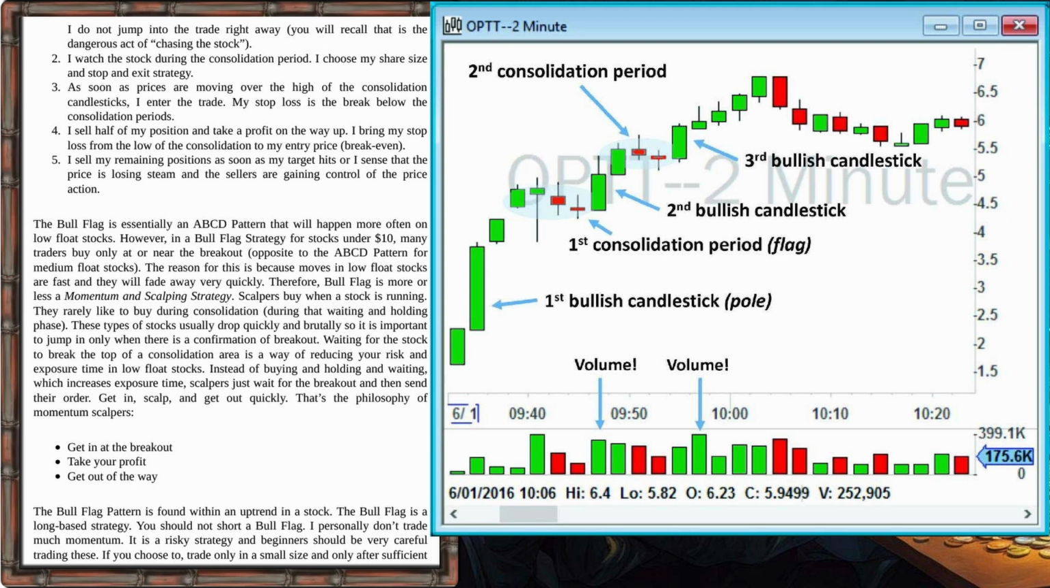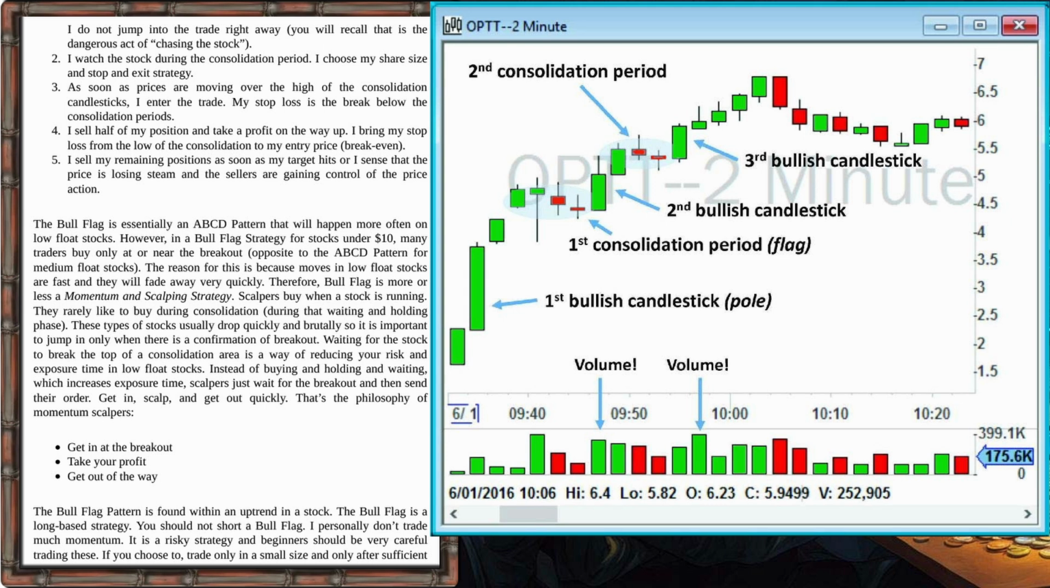3. As soon as prices are moving over the high of the consolidation candlesticks, I enter the trade. My stop loss is the break below the consolidation periods. 4. I sell half of my position and take a profit on the way up. I bring my stop loss from the low of the consolidation to my entry price, break even. 5. I sell my remaining positions as soon as my target hits, or I sense that the price is losing steam and the sellers are gaining control of the price action.